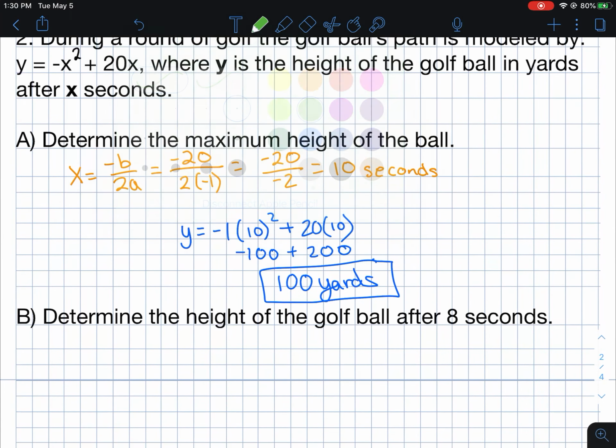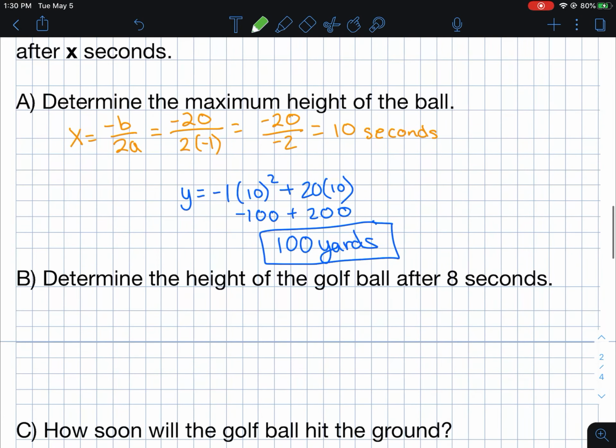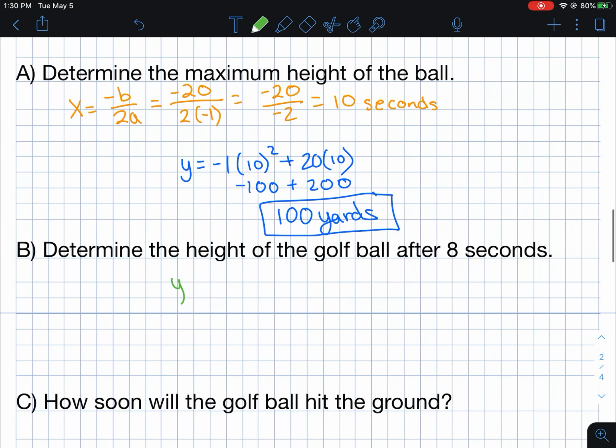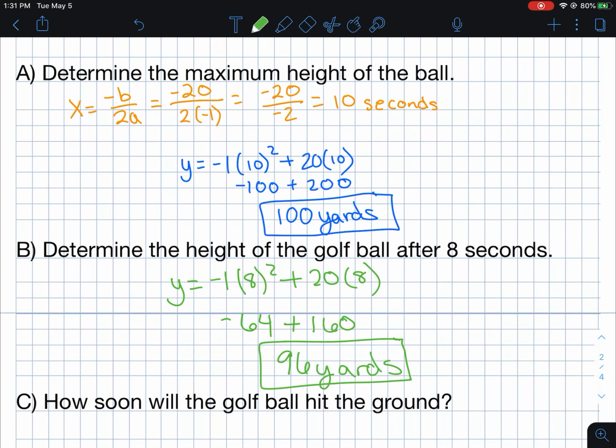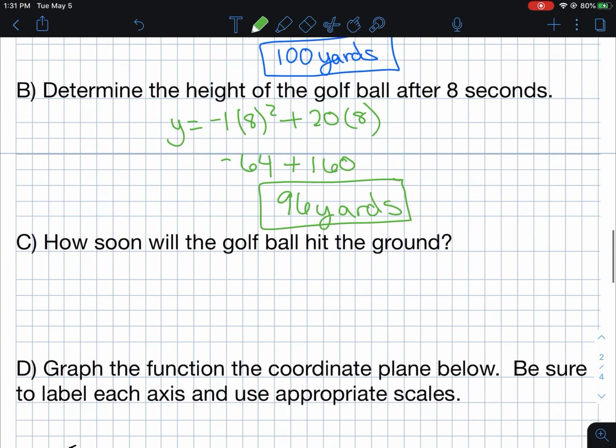So for our next one here, it says after 8 seconds. Well, I know that after 10 seconds, it's at 100 yards. So if my answer is not less than 100, I know I did something wrong. Here we go. Y equals negative 1 times 8 squared plus 20 times 8. So I have negative 64 plus 160. If I add those together, I end up getting 96 yards, which is less than 100. So I know that I have that at least reasonably correct.